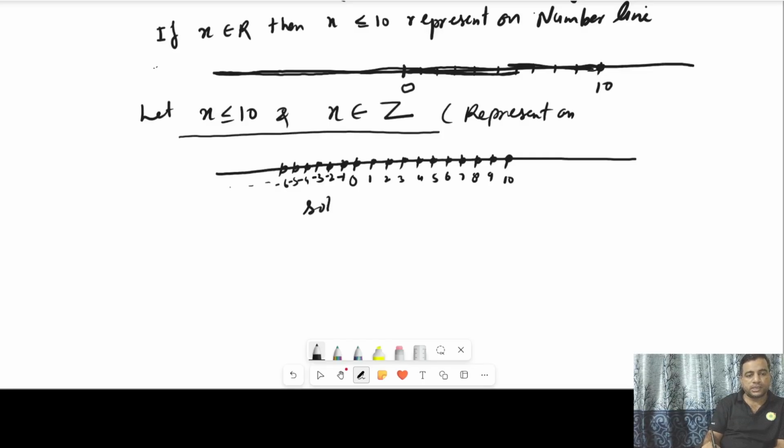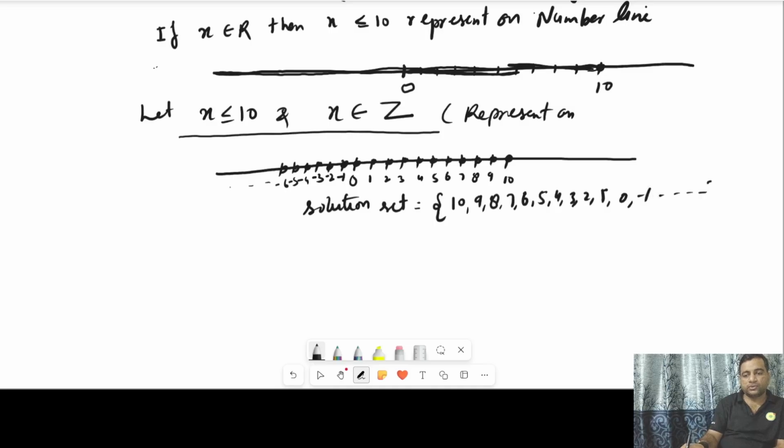So the solution set becomes 10, 9, 8, 7, 6, 5, 4, 3, 2, 1, 0, minus 1, and so on. So this is the solution set of x less than or equal to 10 where x is an integer.